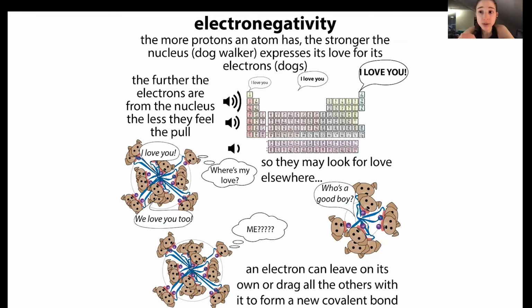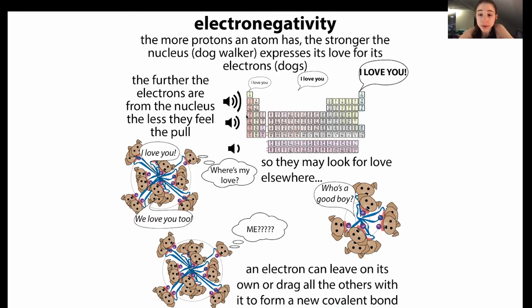And how electronegative an atom is going to depend on several things. It's going to depend on how many protons there are. As you move across a row in the periodic table, you're increasing the number of protons. If there's more protons, the dog walker is stronger, so it can pull tighter, or you can think of there being multiple dog walkers working together, tied together, holding the leash. However it helps you to think about it, they can pull tighter, and so they're more electronegative. You get this trend of increasing electronegativity as you move across the row in the periodic table.